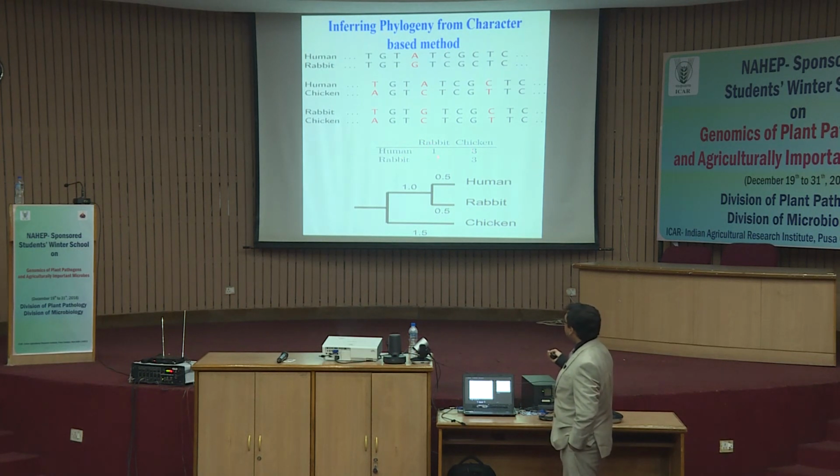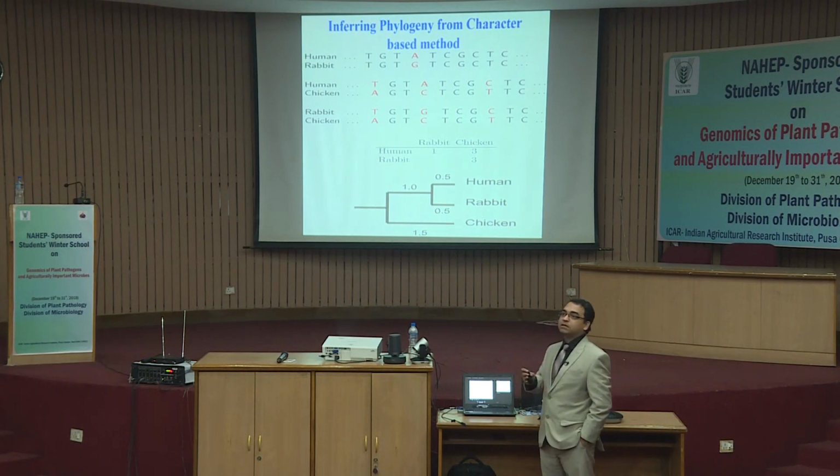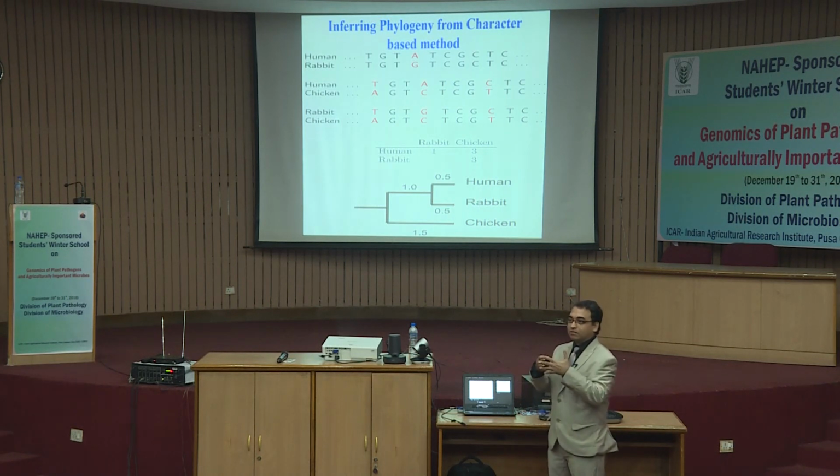So, if the score is created, then how is the tree developed? For human and rabbit, our score is 1. That means the least mutation is taking place. So, that means they are much more closely linked. If much more mutation is there, that means they are much more distant. If less mutation is there, they are much closer, maximally parsimonious, close together. So, human and rabbit are close.